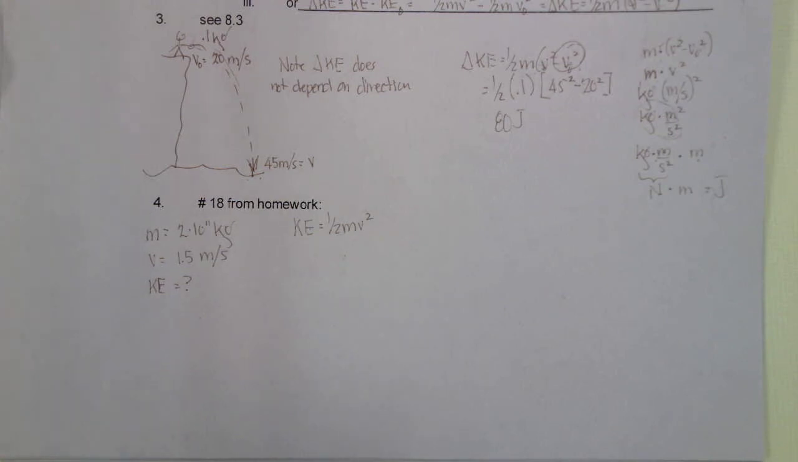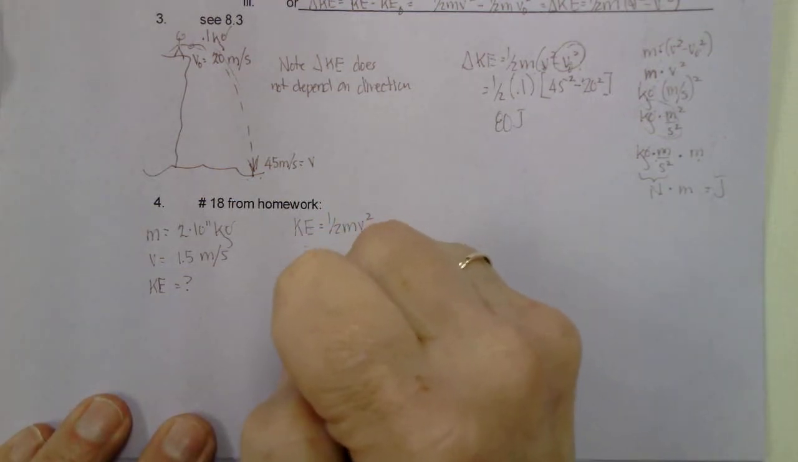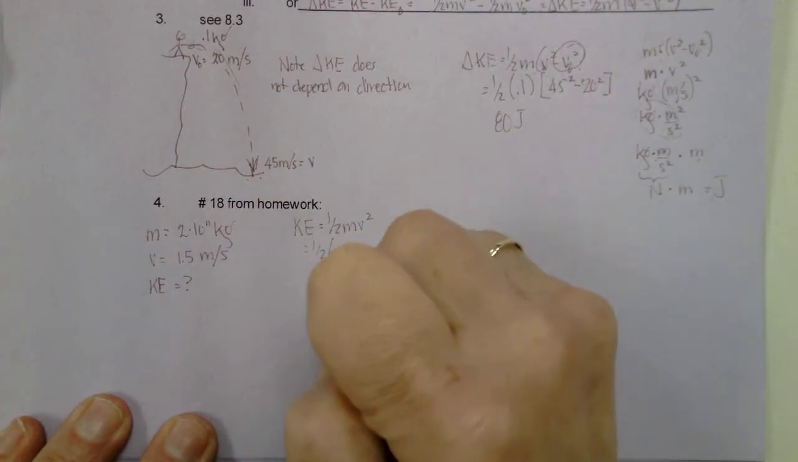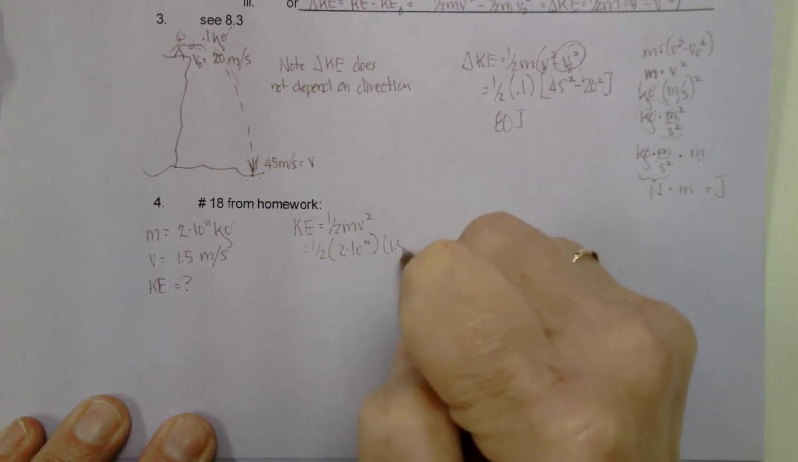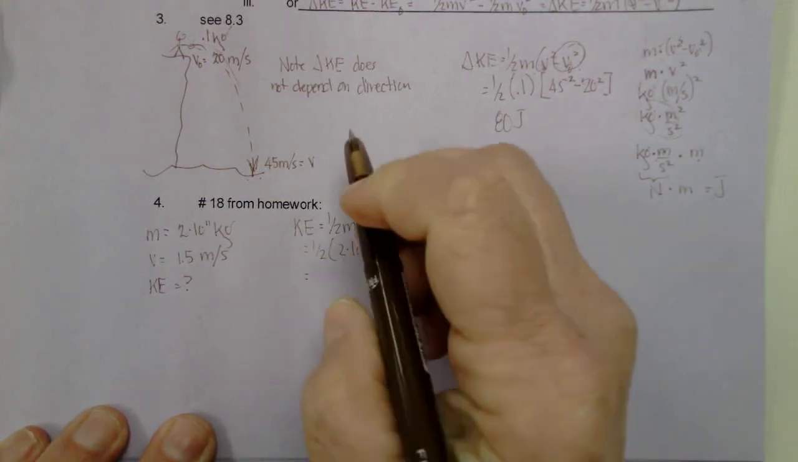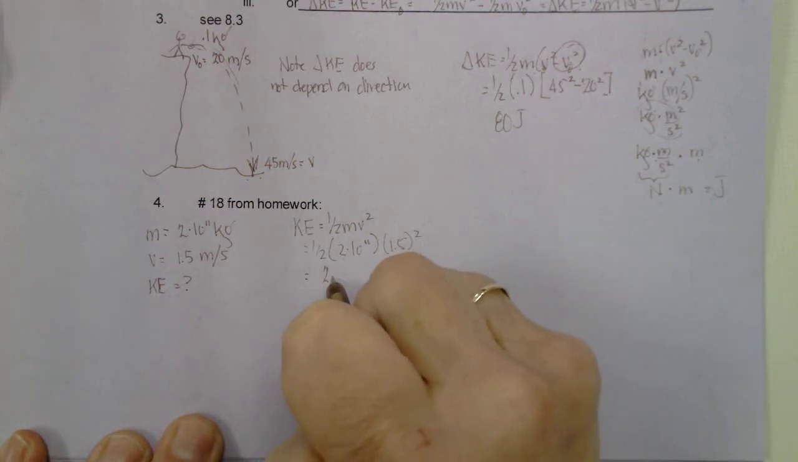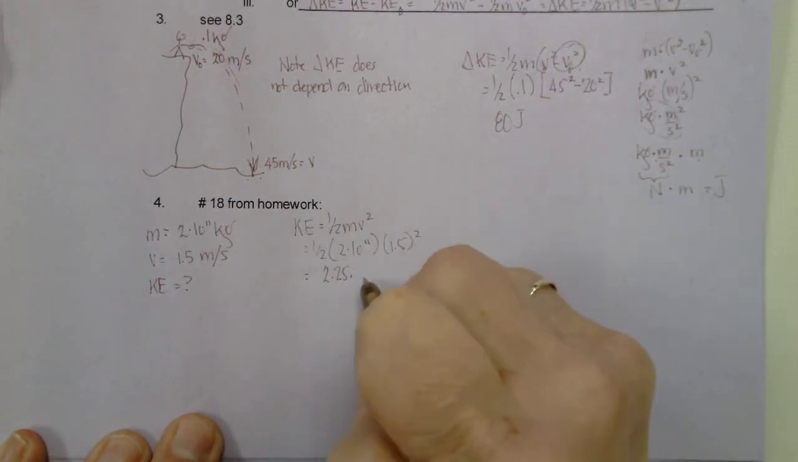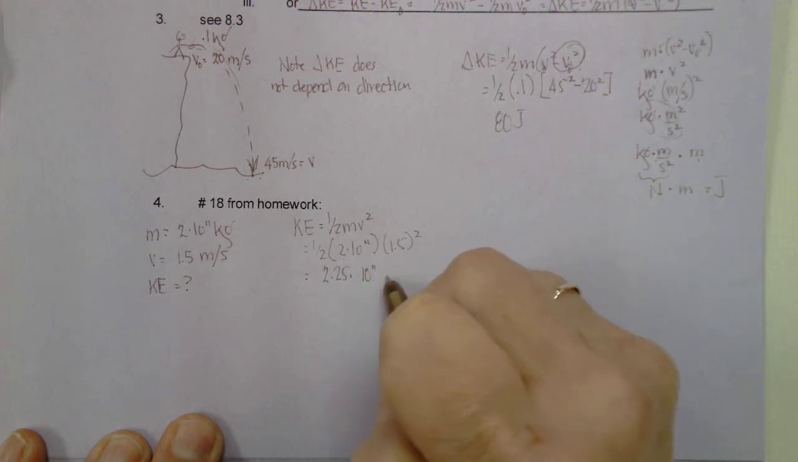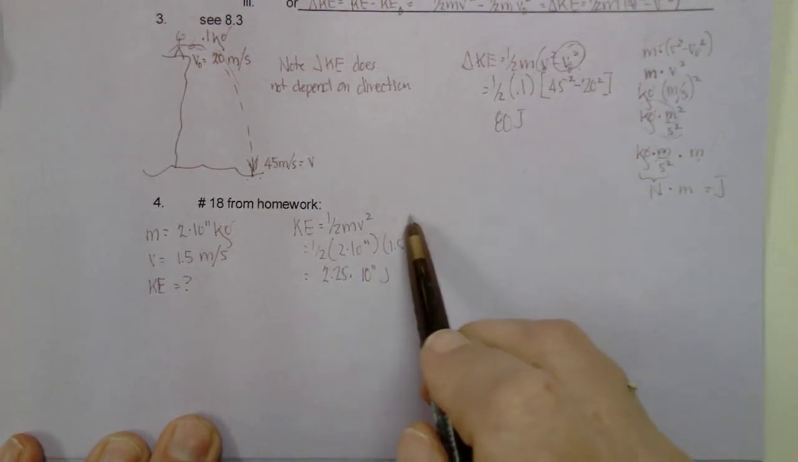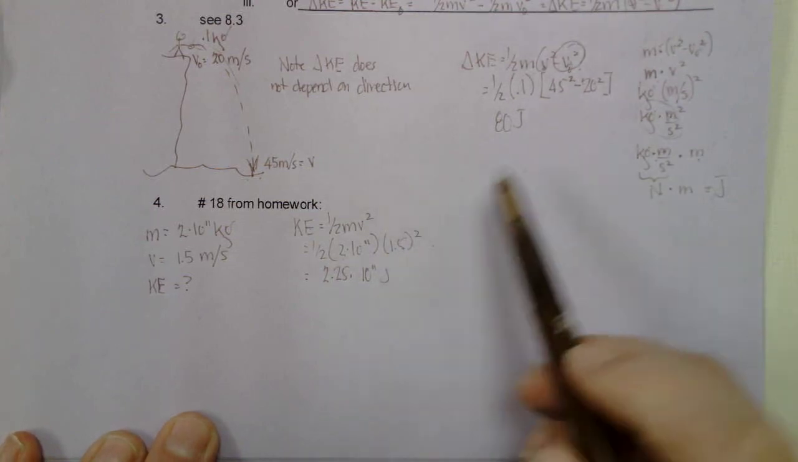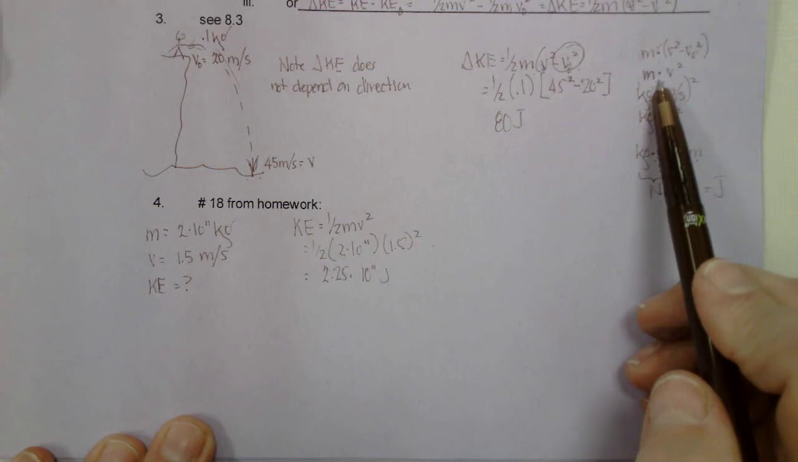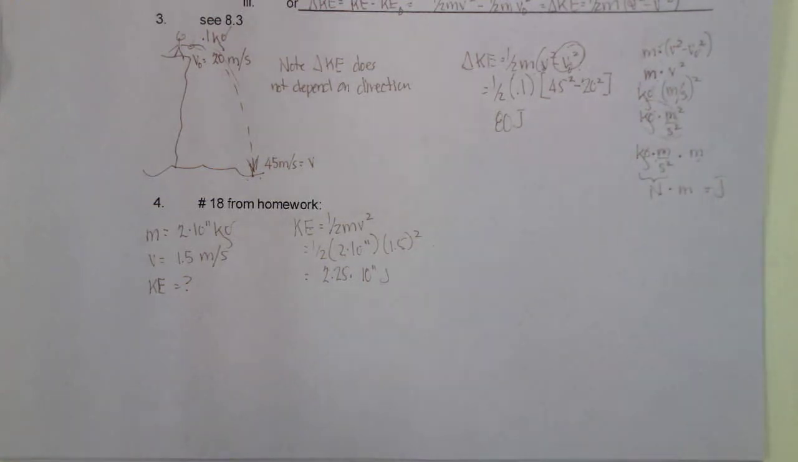1/2 mv squared ends up being 1/2 times 2 times 10 to the 11th times 1.5 quantity squared. I do the math with that, and I end up with 2.25 times 10 to the 11th joules. And you'll notice my units are going to be the same, because here, instead of having v squared minus v naught squared, I just have v squared, which is the way I calculated it up here anyway. So we've got joules, we're comfortable with that, it's going to work out just fine.